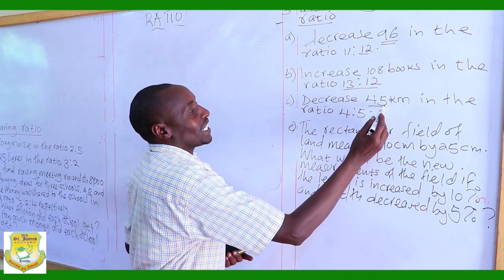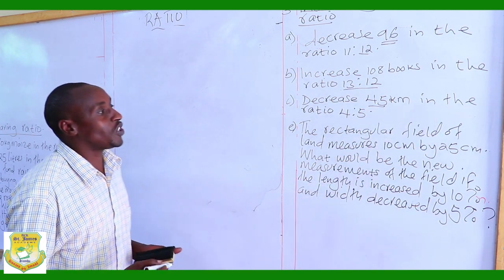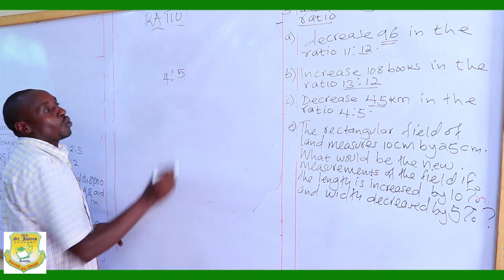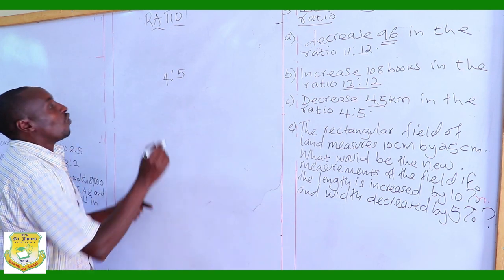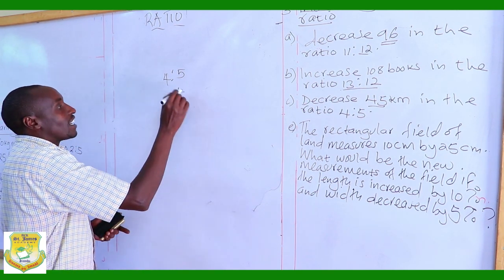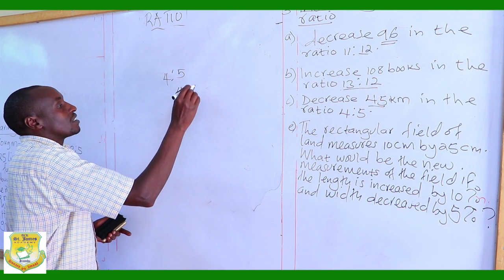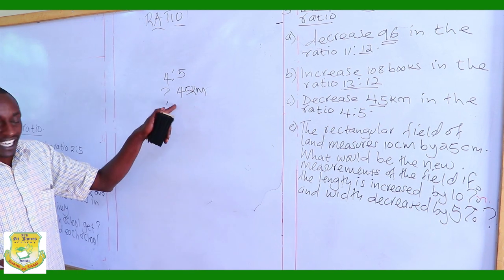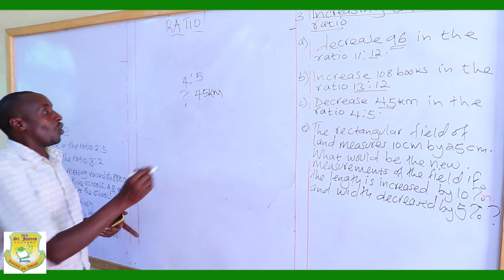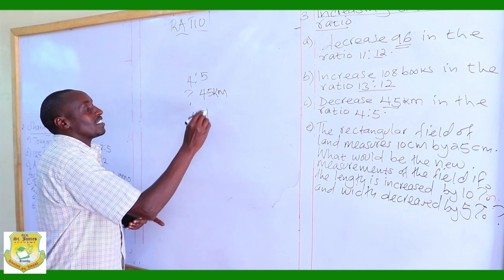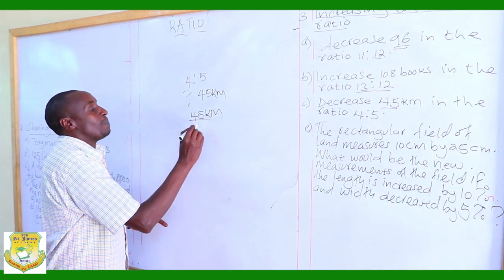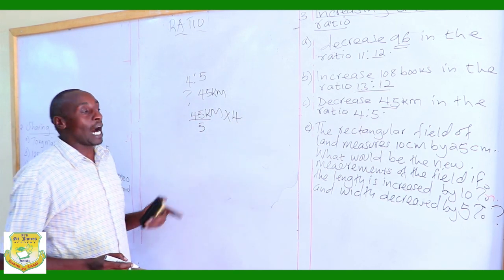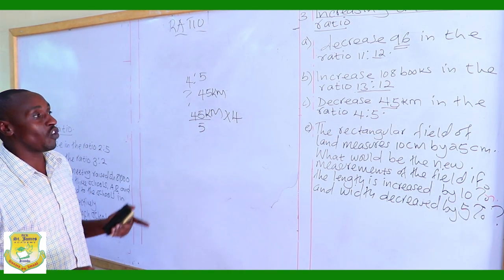Decrease 45 kilometers in ratio 4 is to 5. Meaning the ratio 4 is to 5. We are told we decrease. Meaning 45 kilometers is there. Whatever I get there must be less than 45. So I take 45 kilometers, I divide by 5, I multiply by 4. I'm decreasing 45 in ratio 4 is to 5.